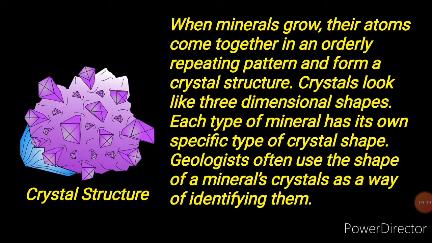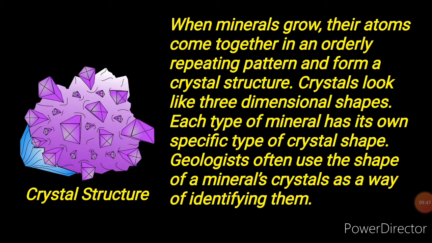Let's look at when minerals grow. The atoms will come together in an orderly repeating pattern. When this happens, we say a crystal is formed. And that crystal that is formed is called a crystal structure. Okay? So a crystal structure is formed when the material combines together in a repeating pattern. Okay? Crystals look like 3-dimensional shapes. Each type of mineral has its own specific type of crystal shape.